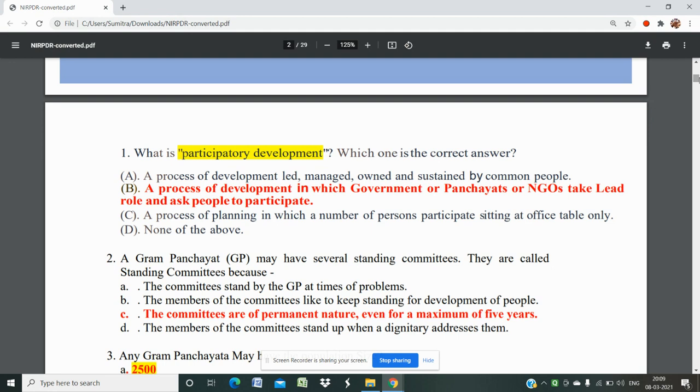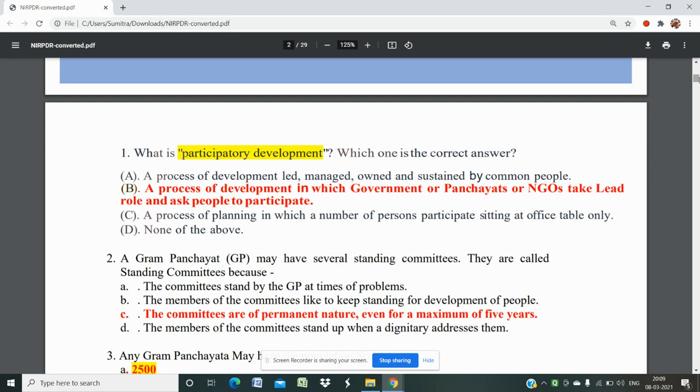Then, what is participatory development? The first question is about participatory development. It is a very value-loaded concept. What do you mean by development? What do you mean by participatory? Then, related to the scenario we are talking about, like the gram panchayat, rural development, etc.